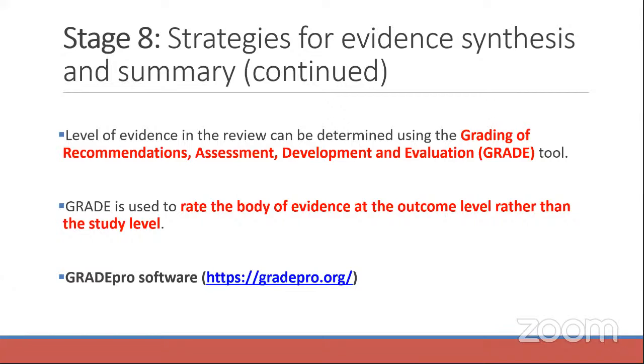Don't forget, again, same as the risk of bias assessment with the Cochrane tool, the GRADE tool also assesses the level or certainty of evidence at the outcome measure level rather than the study level. If the same study has more than one or two outcomes of interest, you need to assess the level or certainty of evidence for each outcome of interest. Okay? And you can generate a GRADE table using software called GRADEpro. Here's a link for it. You can access it and try to generate a GRADE table.